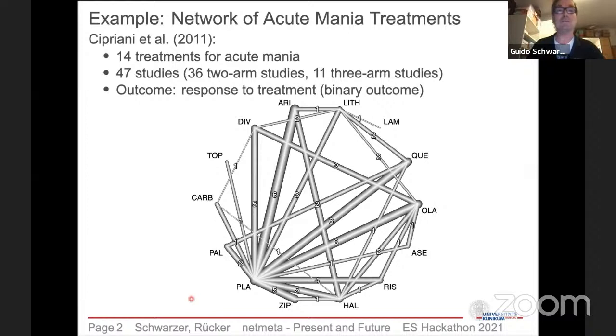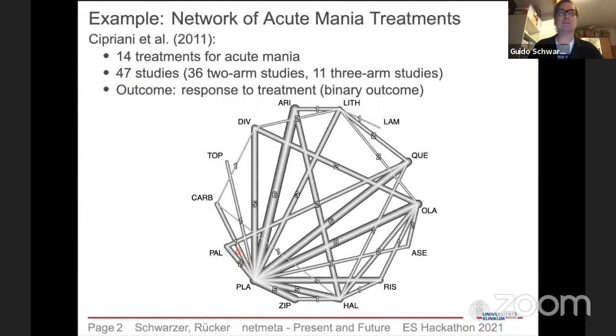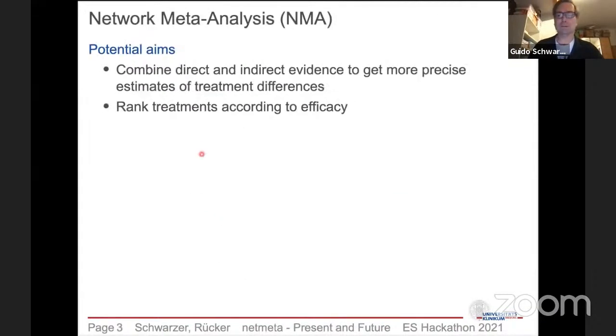So we have this graph here, 14 treatments, 47 studies, a binary outcome. We have just one study comparing aripiprazole with lithium, but there is lots of indirect evidence that we could use here in the network meta-analysis. And this is typically the primary aim, to combine direct and indirect evidence to get more precise treatment estimates. Another aim could be to rank treatments according to efficacy. So the question would be, which of these 14 treatments should we use or prefer to treat acute mania?